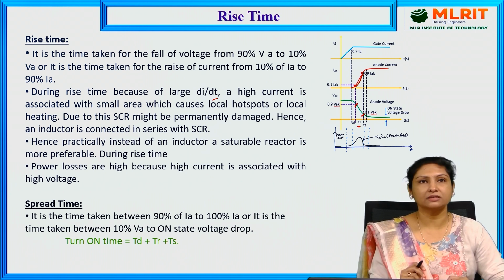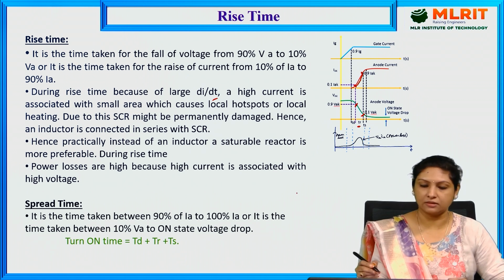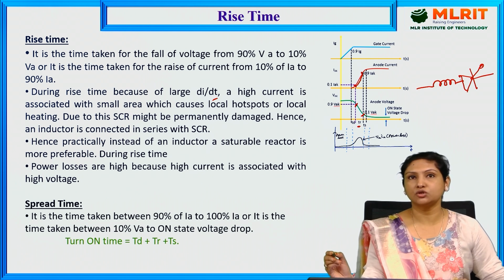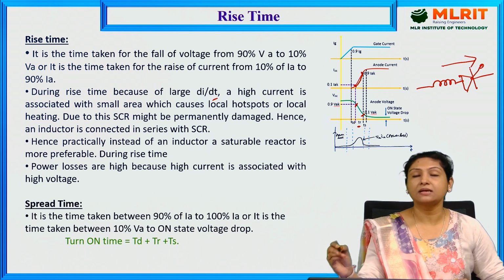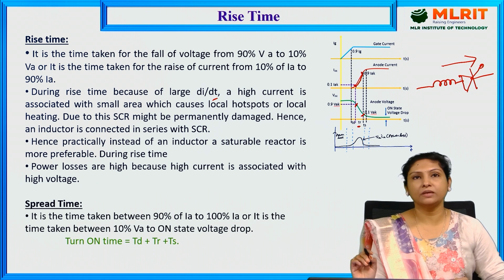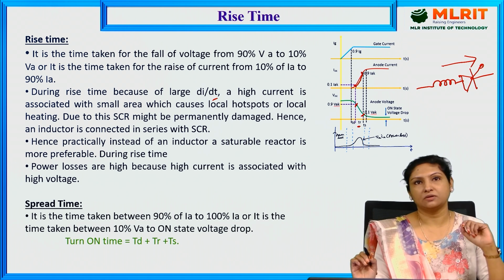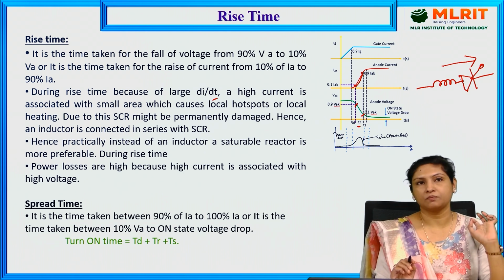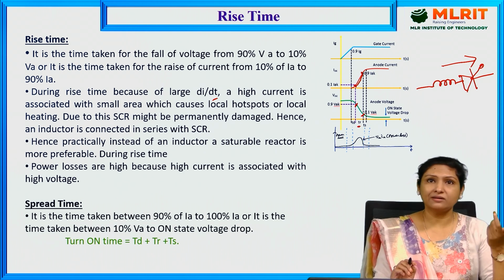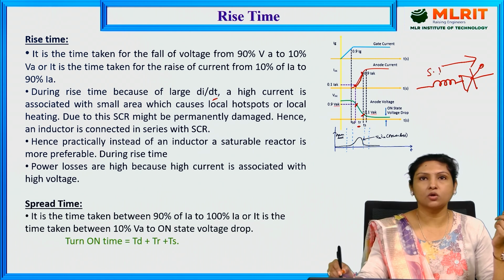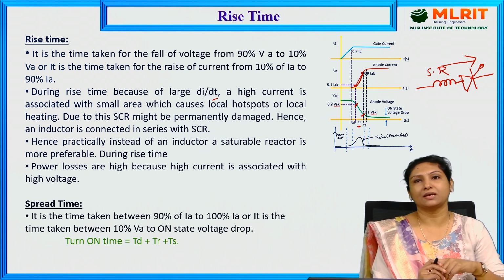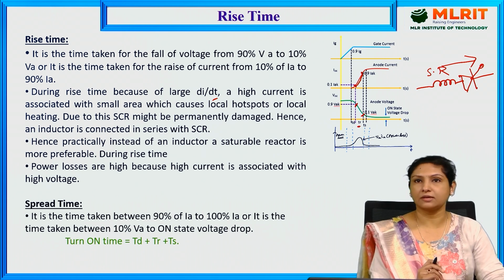Hence, an inductor is connected in series with the SCR so that it limits the rate of change of current which is flowing through the SCR, such that the SCR will be prevented from heat damage. Practically, instead of an inductor, a saturable reactor can also be connected, and that is usually more preferable during rise time in order to protect the SCR.